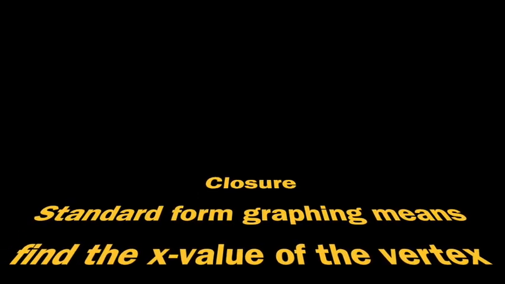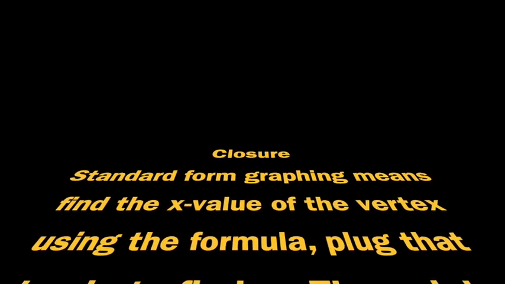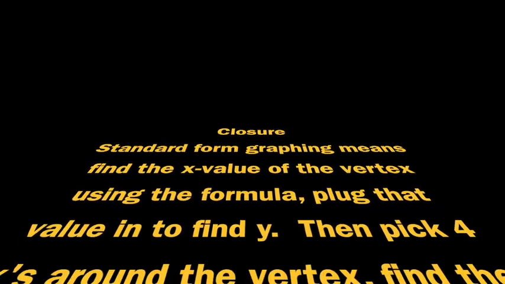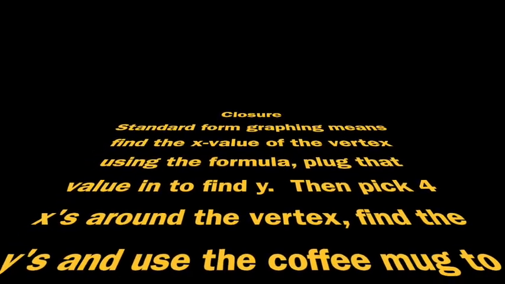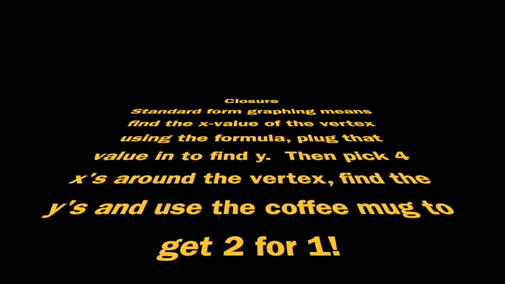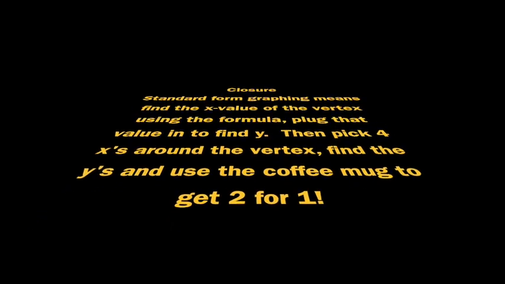All right, let's sum up this lesson. Standard form graphing means find the x using the formula, plug it back into the original equation to find y, then pick 4 x's around the vertex, and use that coffee mug for symmetry as you find each of the remaining y's. If you came away with anything else, write that down now.